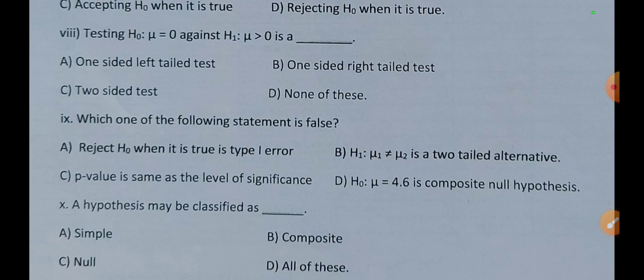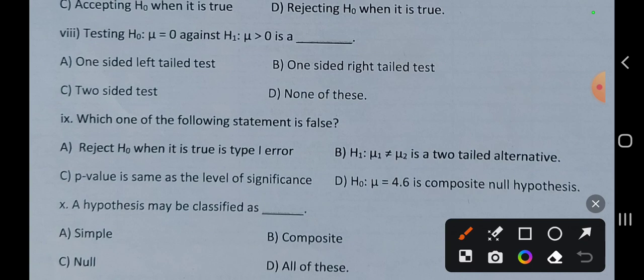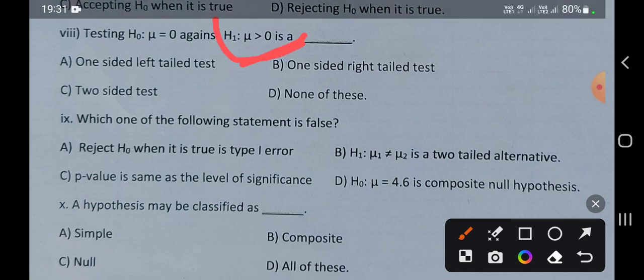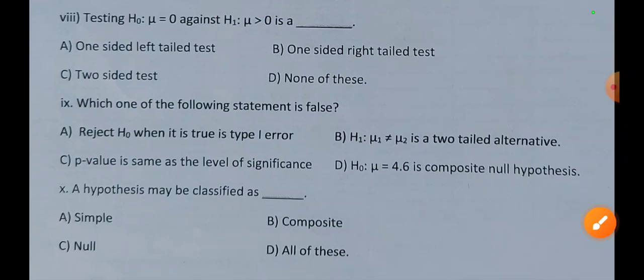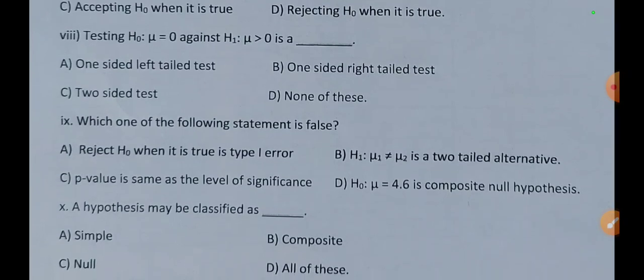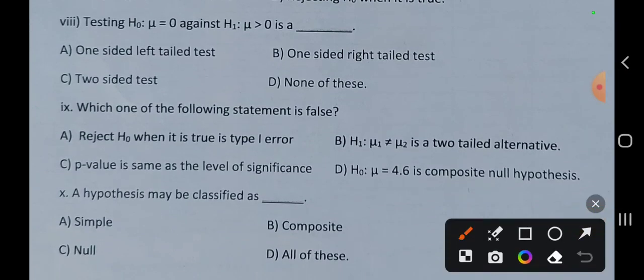See, whether the test is one-tailed or two-tailed, or left-tailed, depends upon the alternative hypothesis. See, what is my alternative hypothesis in this case? My alternative hypothesis is mu greater than 0. So greater than 0 means right-tailed test, and it is a one-sided right-tailed test.